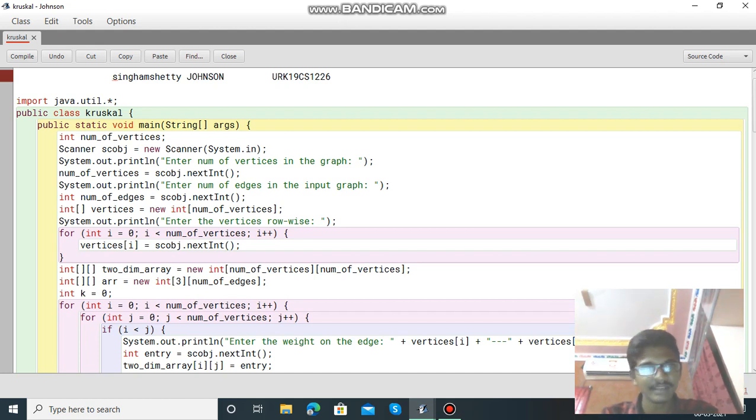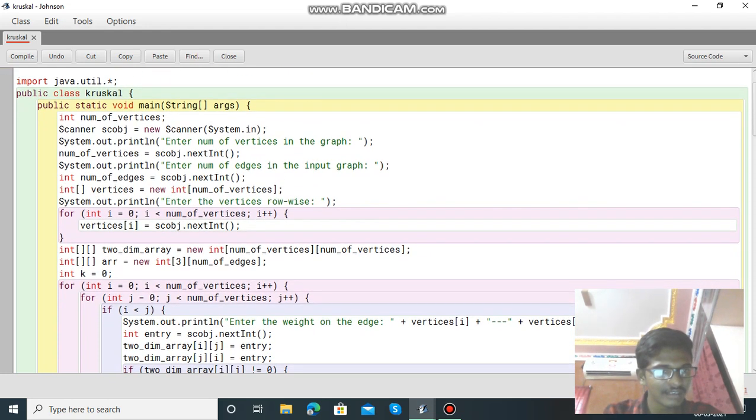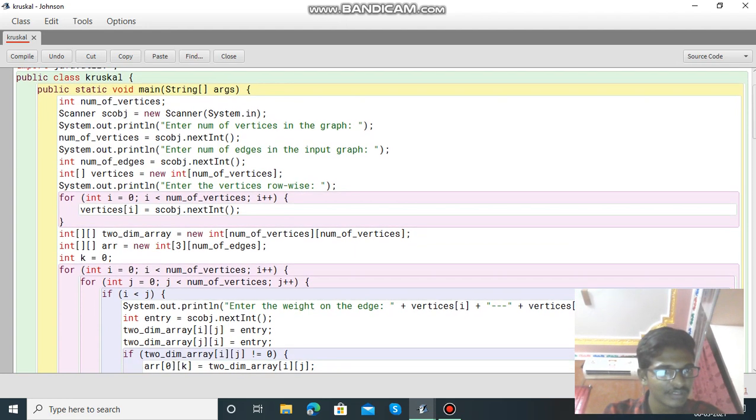Now I would like to explain experiment number 7, to implement Kruskal's algorithm for finding the minimum spanning tree of a graph. First we import java.util, then we write public static void main(String[] args), and we declare the number of vertices as an integer. Then we use Scanner scanj equal to new Scanner(System.in).